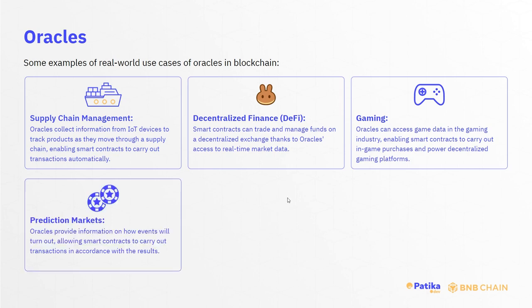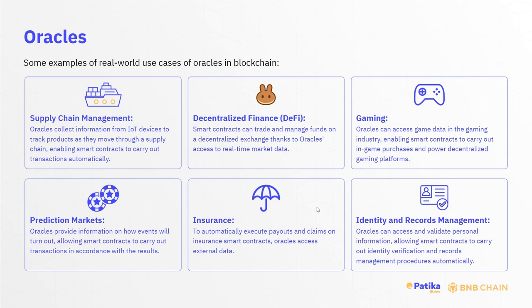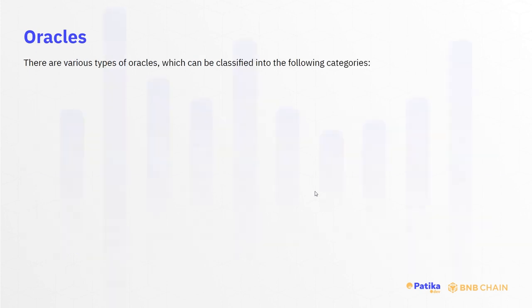Prediction markets. They also provide information on how events will turn out, allowing smart contracts to carry out transactions in accordance with the results. Insurance. To automatically execute payouts and claims on insurance smart contracts, oracles access external data. Identity and record management. Oracles can access and validate personal information, allowing smart contracts to carry out identity verification and records management procedures automatically. So there might be various types of oracles which can be classified into some categories, so let us see them.